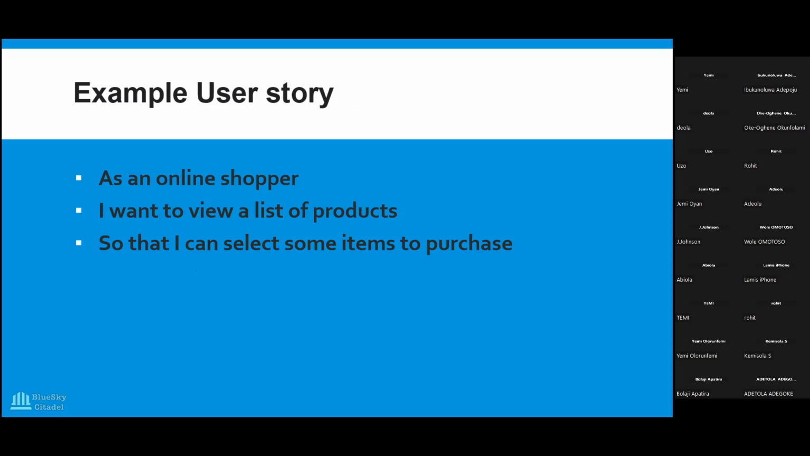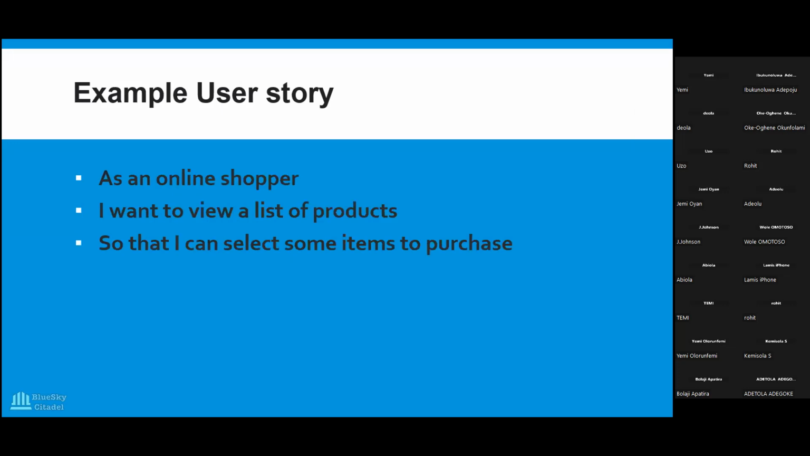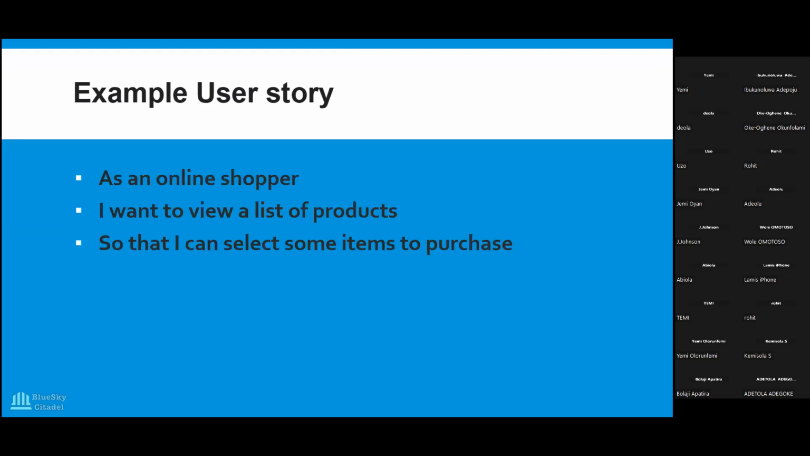As an online shopper, I want to view a list of products so that I can select some items to purchase. So as a what? Online shopper. That's the type of user, isn't it? You see how we said you have to define the type of user. And then I want, what do you want to do? What's the goal? I want to view a list of products. And then finally, why? What's the reason? So that I can select some items to purchase. Let me first of all stop here and do a sense check. Are we understanding so far before I carry on?